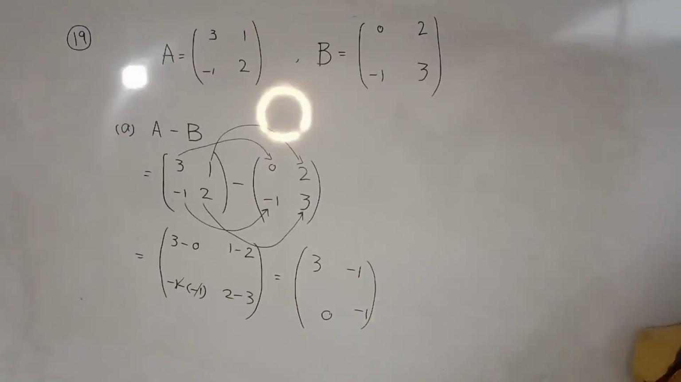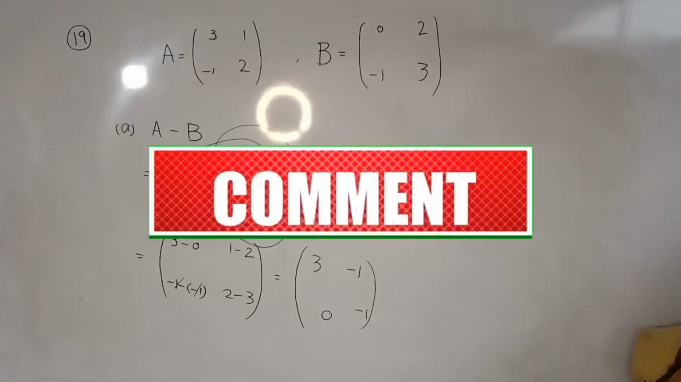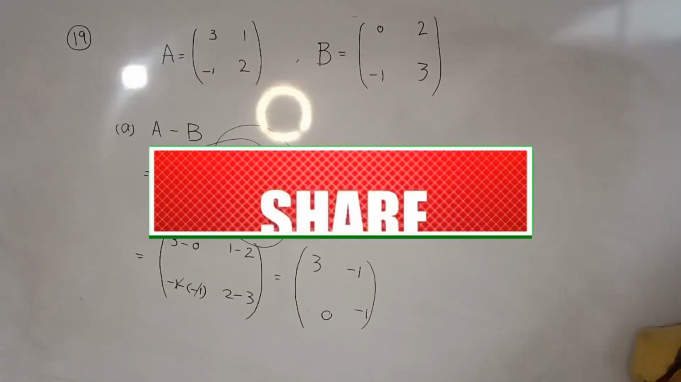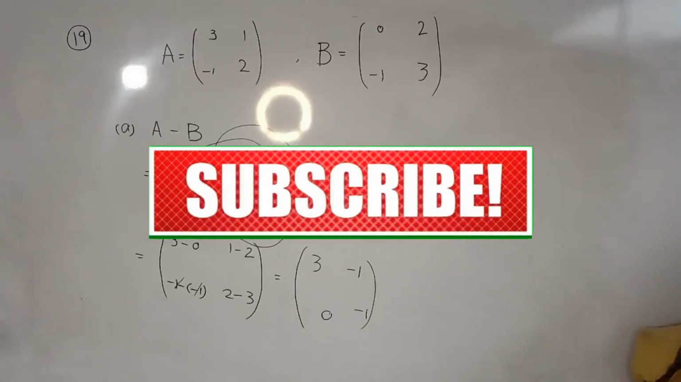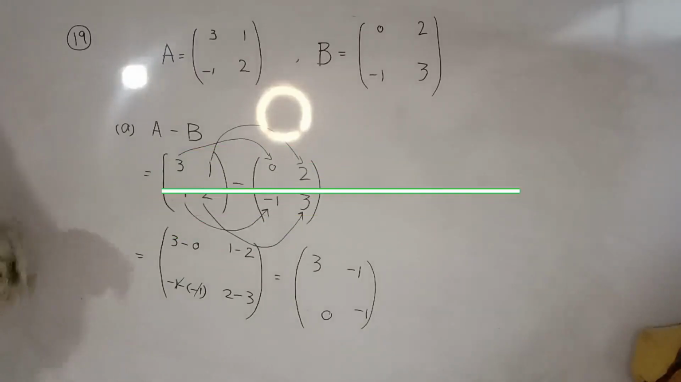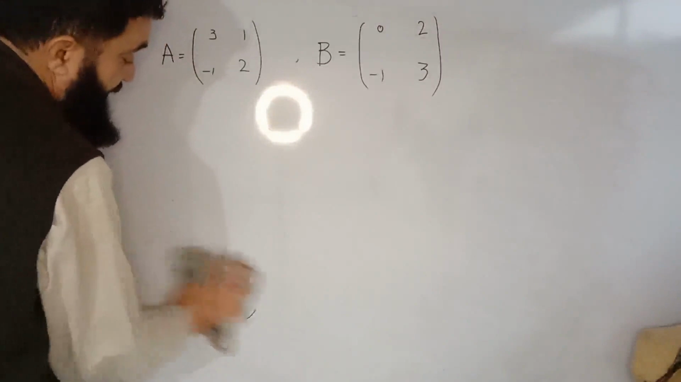Part B is about the inverse of a matrix, and we have to find B inverse.